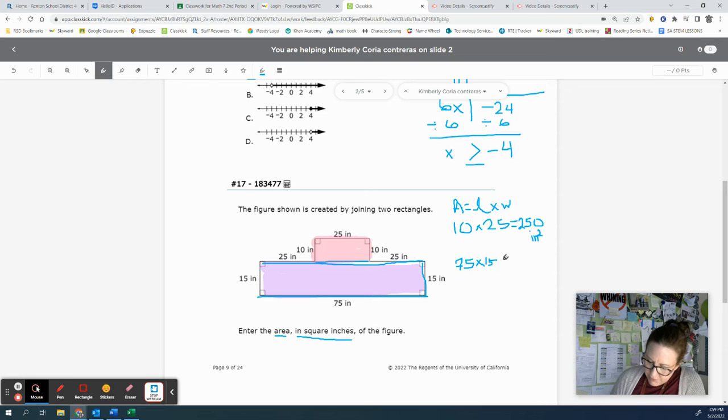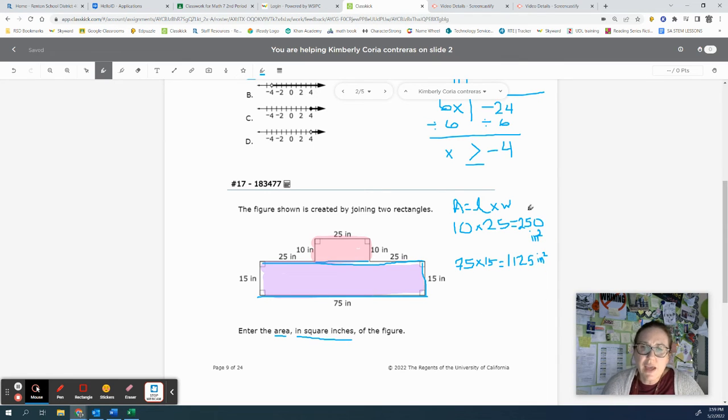Here, 75 times 15 equals, that feels weird. No, that's about right, 1,125. Equals 1,125 square inches. And we write that by saying inches squared.